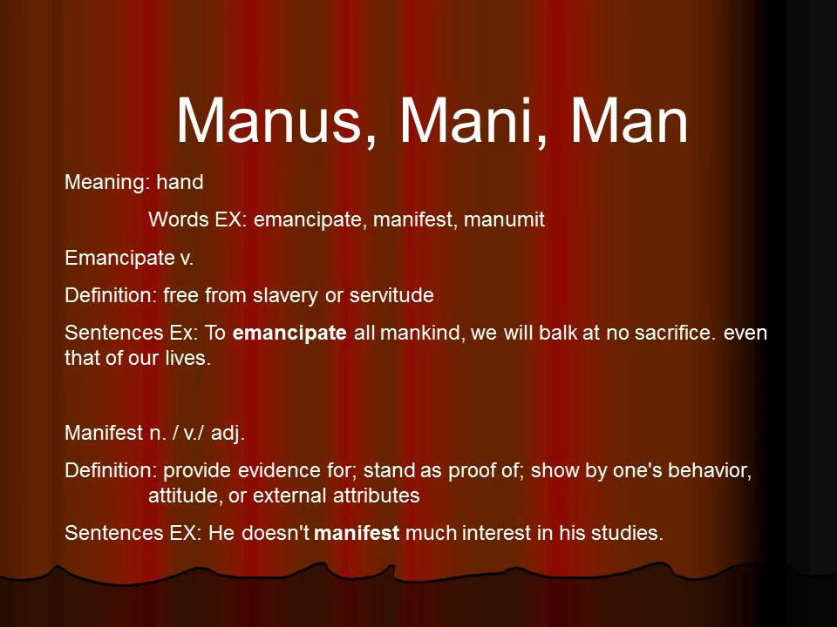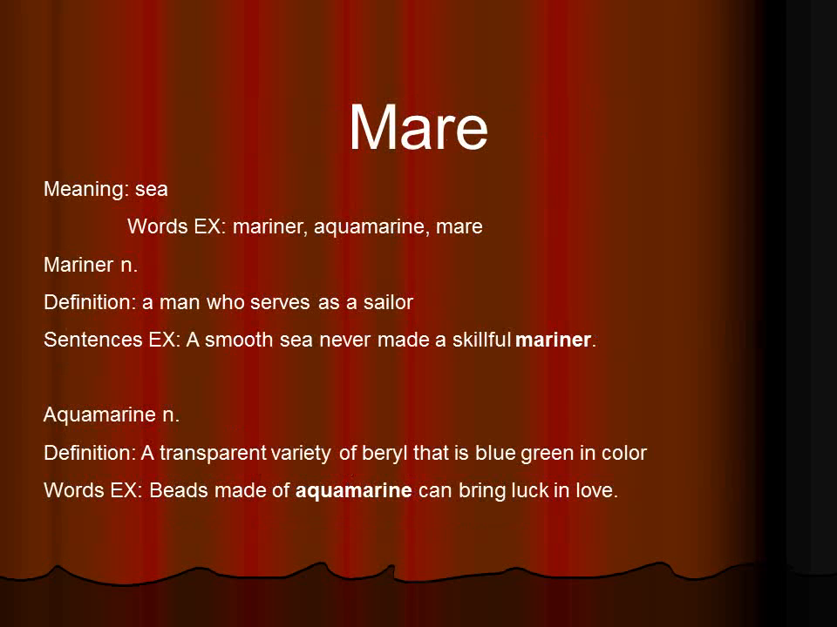Okay, the next Latin root is mari, and mari means the sea, the ocean. The word example here is mariner. The mariner describes someone who serves in the military on the sea, like a soldier. The next word example is aquamarine. Aquamarine is a kind of very expensive blue stone, and maybe it's green, I don't know, but it is very expensive.